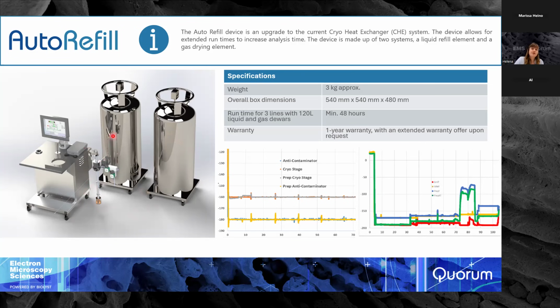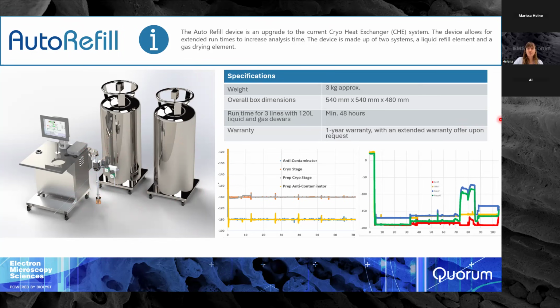The way the system works is we have a sensor on our cryo heat exchanger. So we'll automatically top up our nitrogen that's cooling our lines. And then we also have a much larger dewar, so 120-liter dewar, to supply our gas lines. And I say minimum 48 hours.